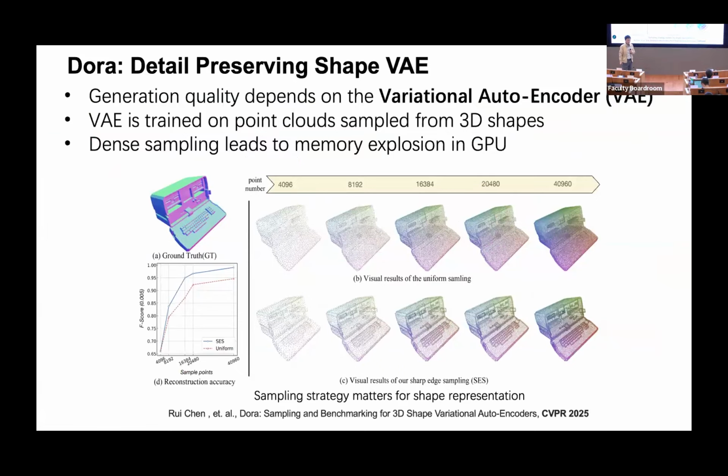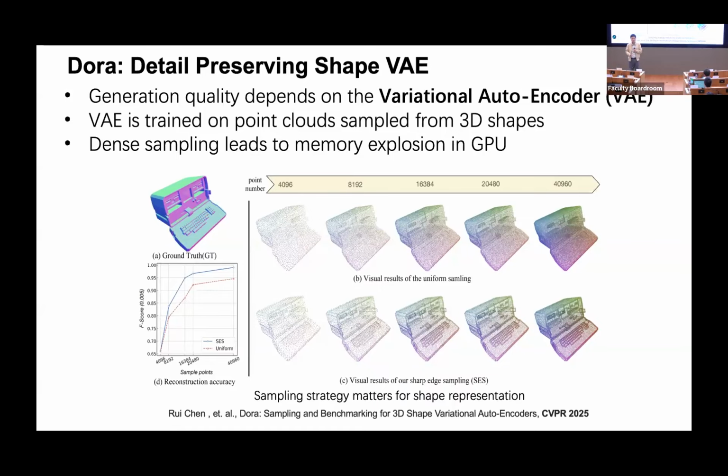So typically, we need to learn a VAE space, a latent space for the 3D diffusion. And we find there's a little technical detail that is interesting to share. Essentially, given a 3D model, we need to sample point clouds on the surface of the 3D model and use those sampled point clouds to learn the latent space.